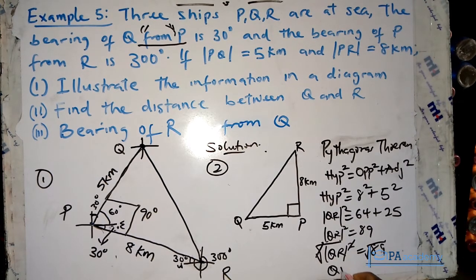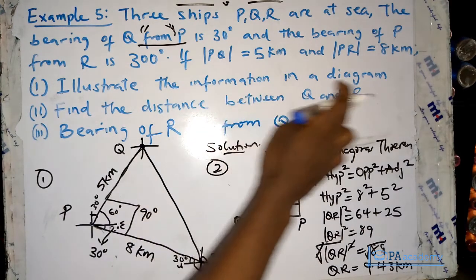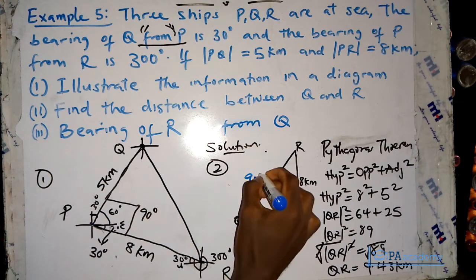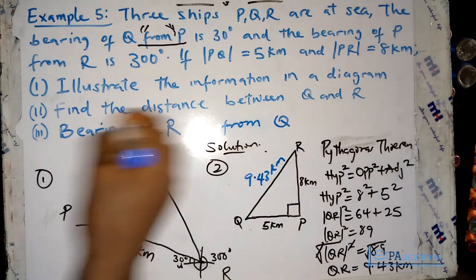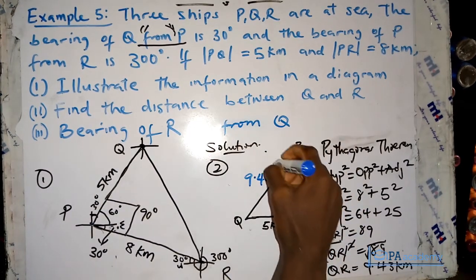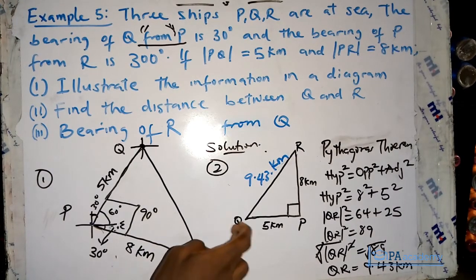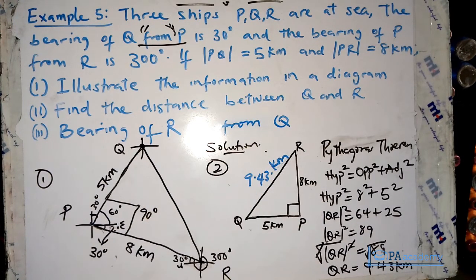So that will give us QR is equal to, by the time we take the square root of 89, 9.43 kilometers. And with that, we've been able to get the answer to the question, find the distance between Q and R, and that is 9.43 kilometers. So the distance between Q and R is 9.43 kilometers.